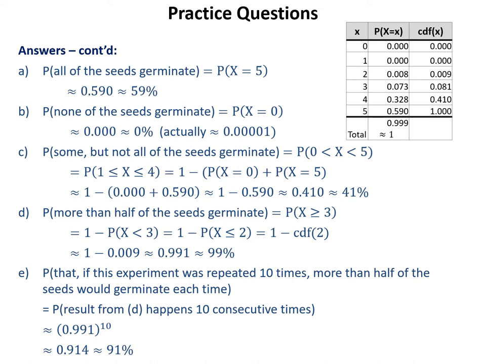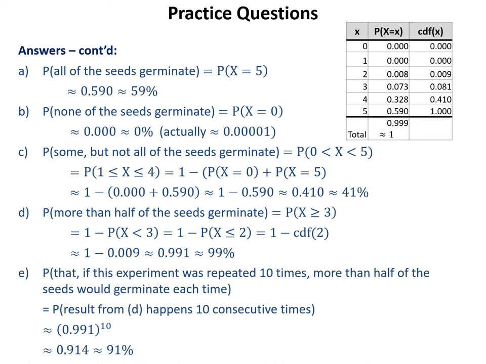For part D, we're asked to find the probability that more than half of the seeds germinate. Now, half of 5 is 2.5, and that's not one of the values, because X can only be whole numbers from 0 through 5. So the first possible X value that includes is 3. So we're looking for the probability that X is greater or equal to 3. We could add all of those up, but what we can also do is use the complement again and go 1 minus the probability that X is less than 3, which is the same as 1 minus the probability that X is less than or equal to 2, which is simply 1 minus the CDF of 2. And we can get that value from the table. That's 0.009 rounded. So our answer is 1 minus 0.009, which rounds to 0.991, or to the nearest percent, 99%.